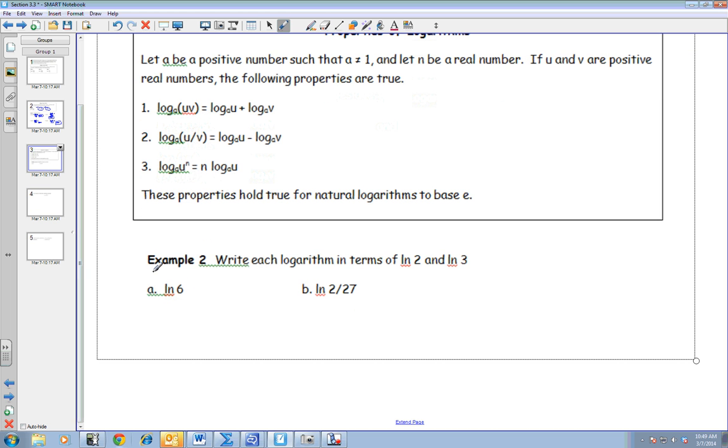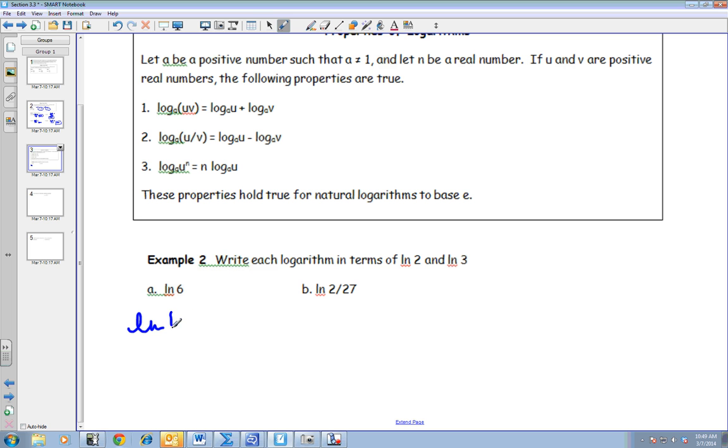So example 2, let's look at A. Write each logarithm in terms of natural log of 2 and natural log of 3. So here's what they're saying. I need to write natural log of 6 only using these two numbers. Well, we know that 2 times 3 equals 6. So I could say this, the natural log of 2 times 3. Okay? Well, now I'm going to use properties of logarithms to rewrite this. This means natural log of 2 plus natural log of 3. Okay? Because multiplication can be rewritten as an addition problem.